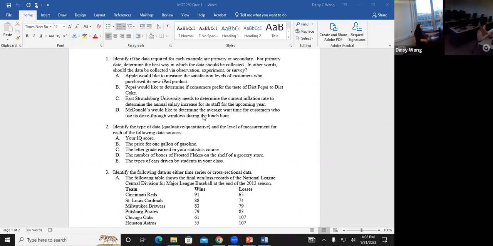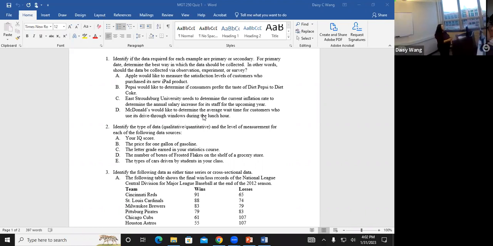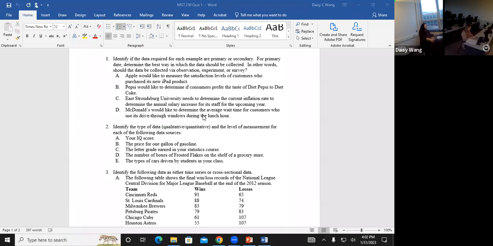And then the second one, Pepsi wants to determine whether or not consumers prefer certain tastes, the taste of Diet Pepsi or Diet Coke. So it will be an experiment where the customers do a blind test, and then ask them which they like the most, okay? And then you know which one they pick.